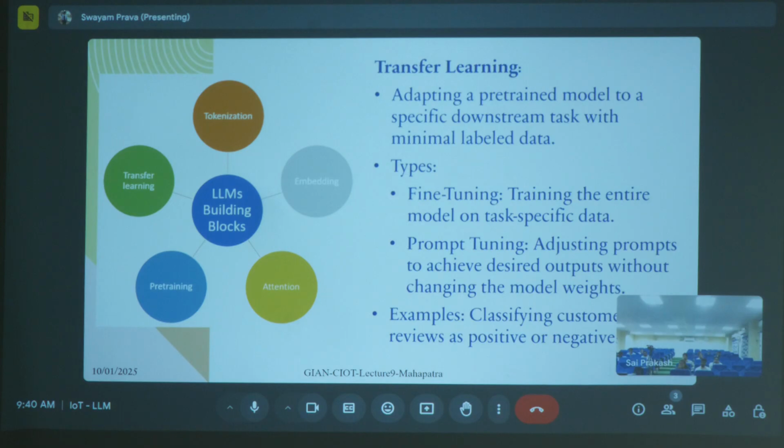There are again two types. Fine-tuning, which is training the entire model on the task-specific data, or prompt tuning, which is adjusting prompts to achieve desired outputs without changing the model weights. So one is basically you have to use the whole model to train again, or you only use specific phrases, which we call prompts here, to get whatever output you want. An example of this is classifying customer reviews as positive or negative, which I said was sentiment analysis.